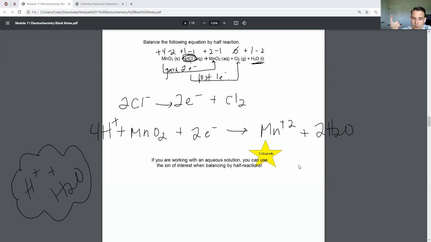So the only thing that you need to look at now is to make sure that the charges are the same on both sides. So on the left side, I have a +2, and on the right, I have a +2, so that's great. So now all I need to do is bring these 2 equations together as long as they have the same number of electrons. So that can go away, that can go away. So this is where it gets a little bit wonky.